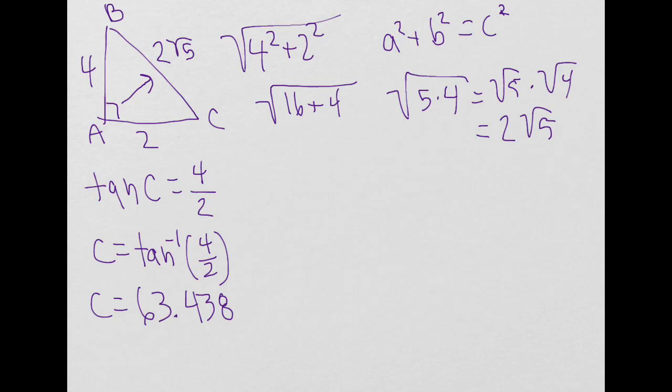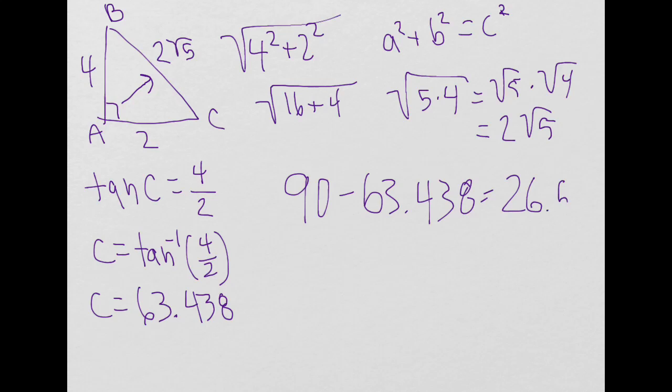Well, once you find one of your unknown angles, the other one is a breeze. All you need to do is take 90 minus that angle, 63.438. Do that, and you should get the value 26.561. And again, that's going to be angle B. Sweet!